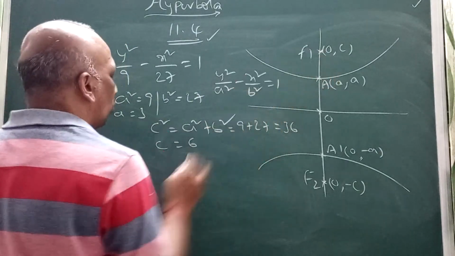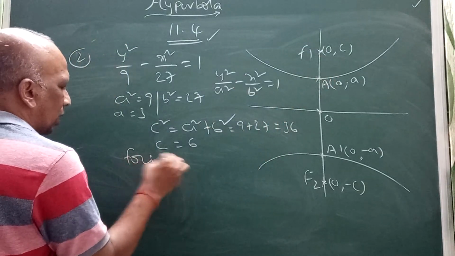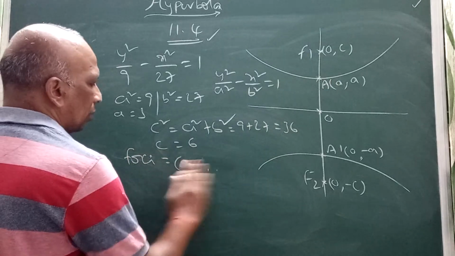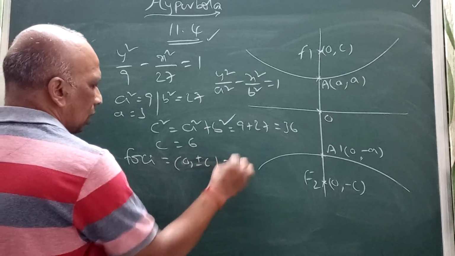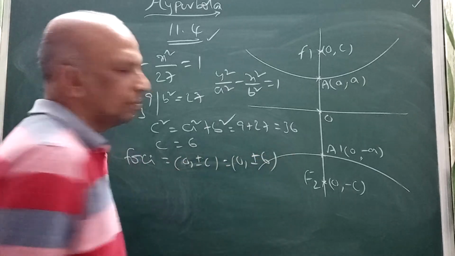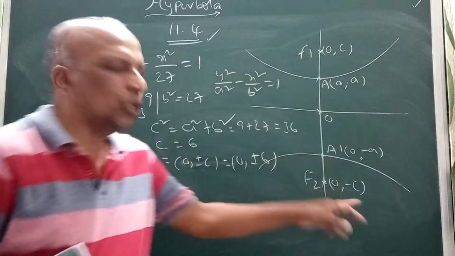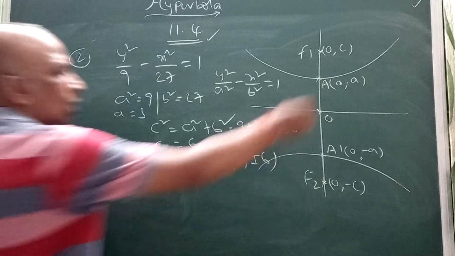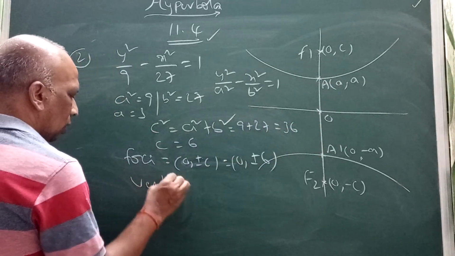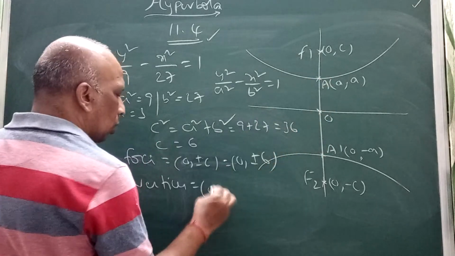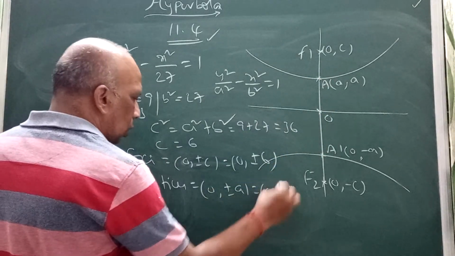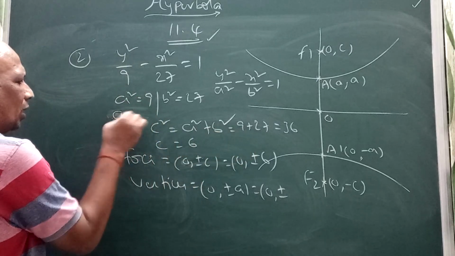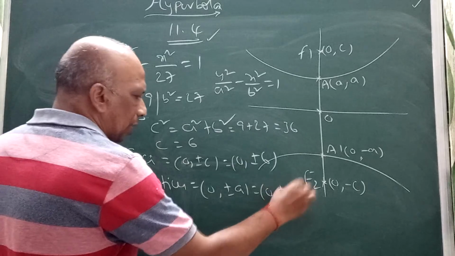What will the foci be? Not plus or minus c comma 0, sorry, but 0 comma plus or minus c. So 0 comma plus or minus 6. Foci. Now, I want vertices. When I am talking about vertices, 0 comma plus or minus a. So what is the value of a? 3. Correct. When a square is equal to 9, a is equal to 3. So 0 comma plus or minus 3.